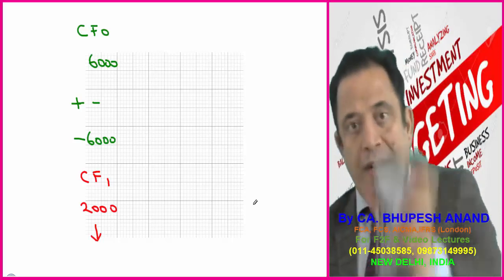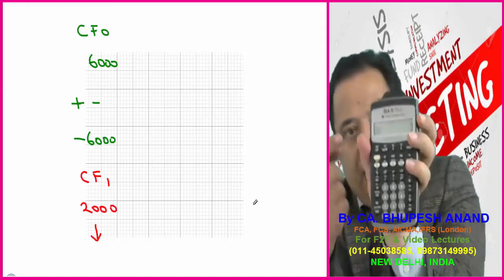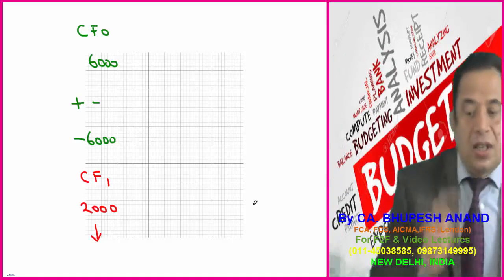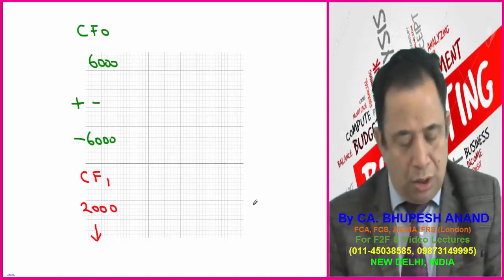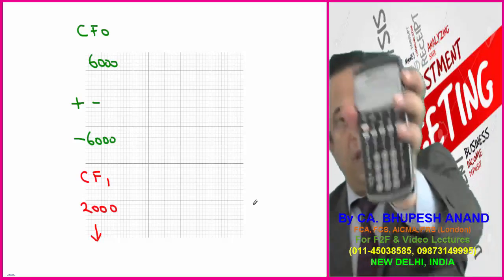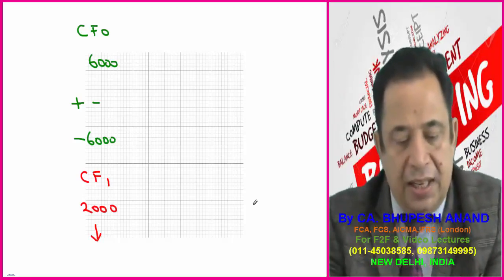Now downward arrow. Now it is coming as C01, cash flow for 1. I know that for the first year cash inflow is 2000. So I have written 2000, enter, frequency 1. There is only one frequency, enter, downward key.